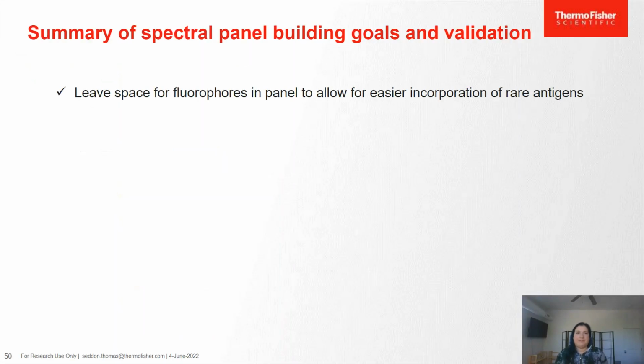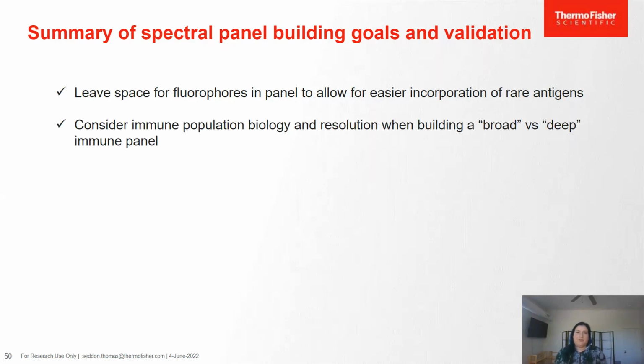And so, in summary, when you think about your spectral panel building goals and validation, it's a really good idea to leave space for fluorophores in the panel to allow for easier incorporation of the rare antigens, as I mentioned. So things like FITC, PE, APC are often available if you have something that's new and restricted, that might be available only in those colors. Also, really consider immune population biology and resolution when building a broad versus deep immune panel.